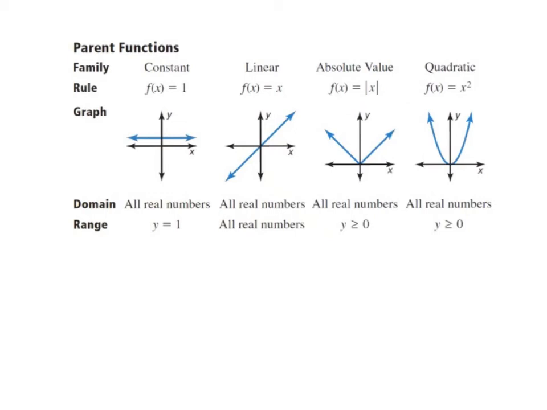So that's the first thing. We can move a function up and down by adding or subtracting the number. And we can move it left and right by adding or subtracting, but with the inside the function part. So if it's absolute value, it has to be inside the absolute values to move it left and right. Same thing with the quadratic function. It has to be inside the x squared part to move it left and right. Outside it moves it up and down.